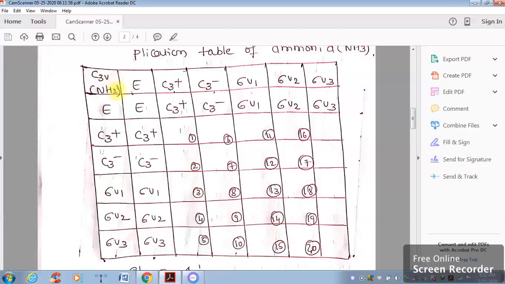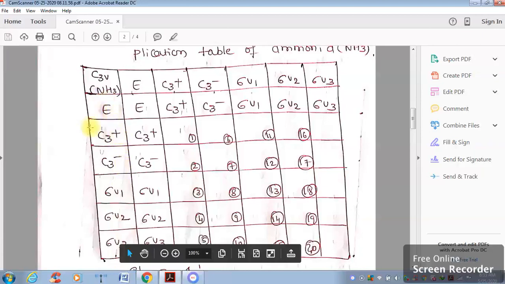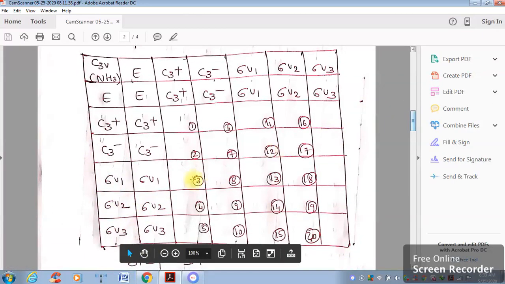First, you write C3V, that is ammonia. We know that it contains different symmetry elements: E, C3 plus, C3 minus, sigma V1, sigma V2, and sigma V3. Write them along the top. Here also you write the same thing: E, C3 plus, C3 minus, sigma V1, sigma V2, and sigma V3.